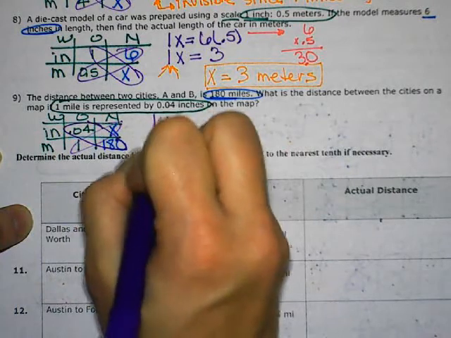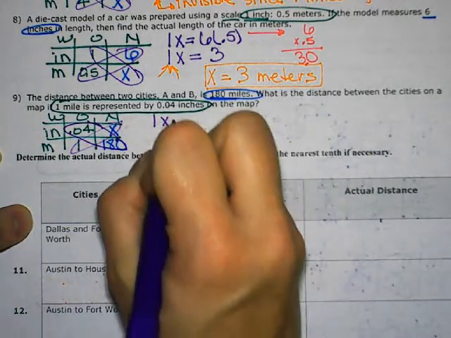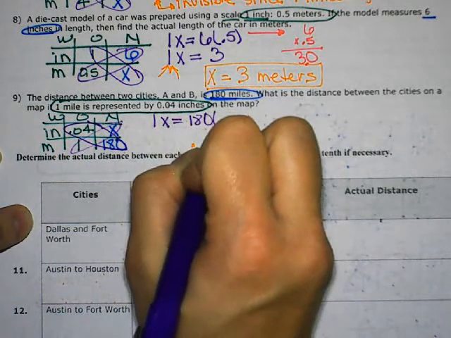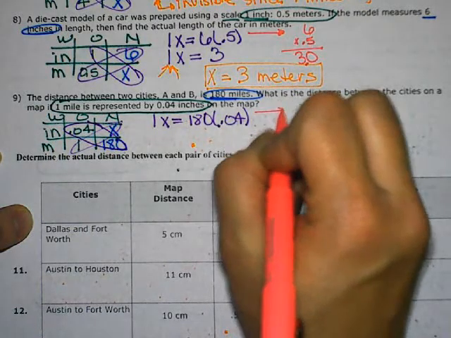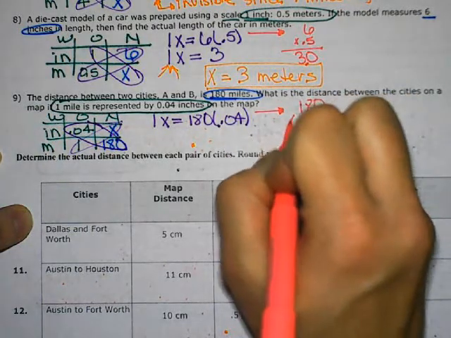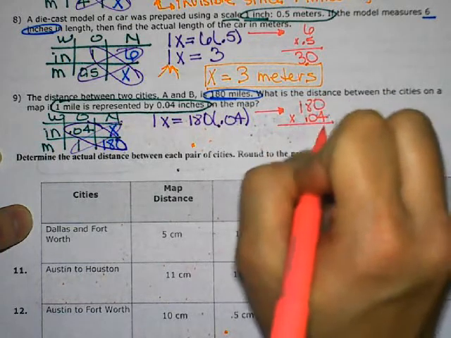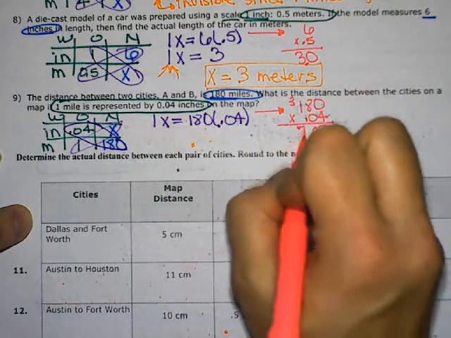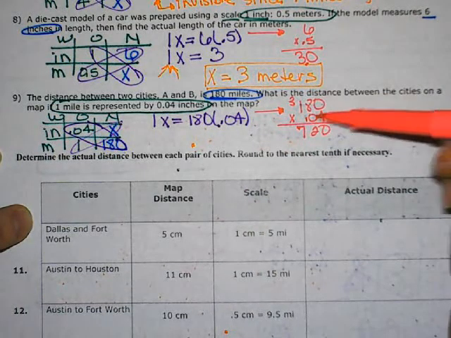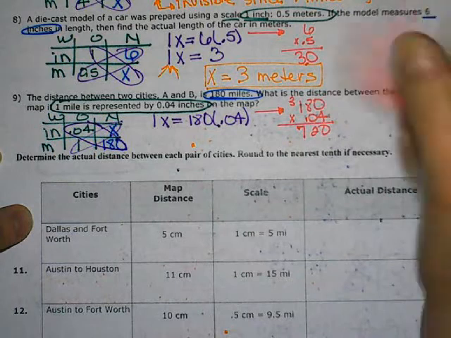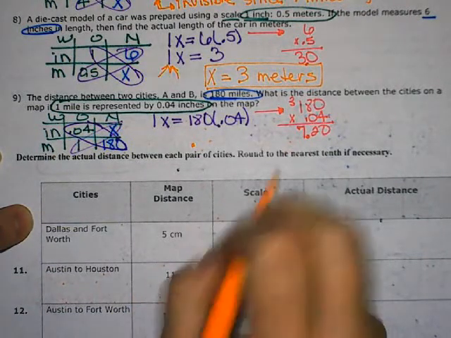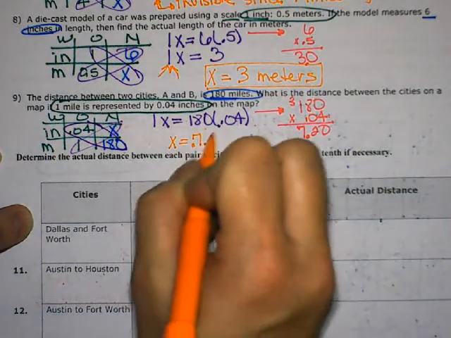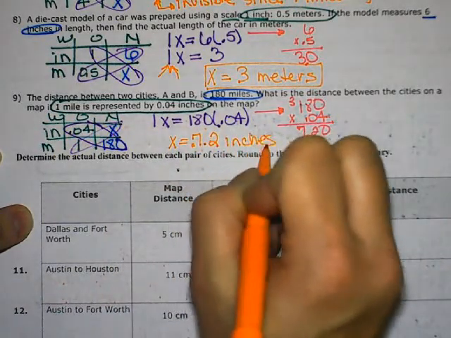Cross multiply. 1 times x, look, we have an invisible 1 again, equals 180 times 0.04. I will do my multiplication over here on the side. And since I have 2 numbers behind my decimal in my problem, I need 2 numbers behind my decimal in my solution. Therefore, I know that the distance on a map between city A and city B is 7.2 inches.